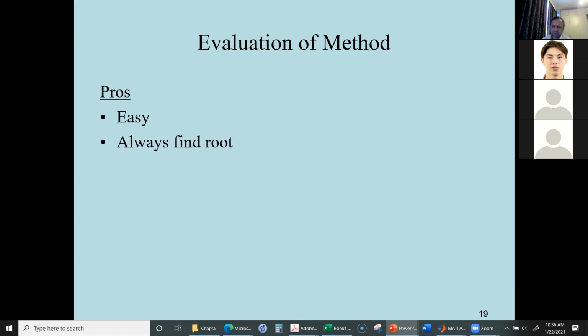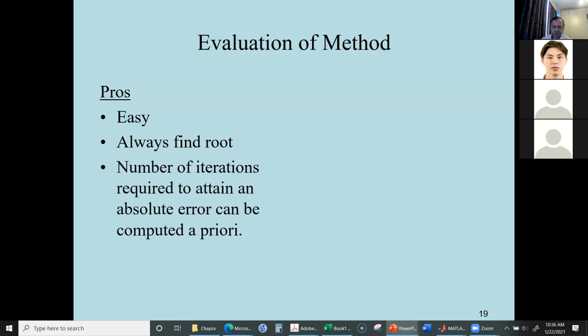Okay, so this method does not fail you. You can always find the root. And the number of iterations required to attain an absolute error can be computed a priori. That means beforehand we can determine the number of iterations required for the solution. There is a formula in the book, but I am not going into that formula or any application. So for this course, maybe you can just exclude that part.